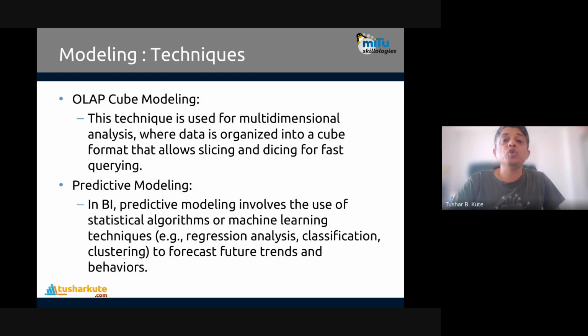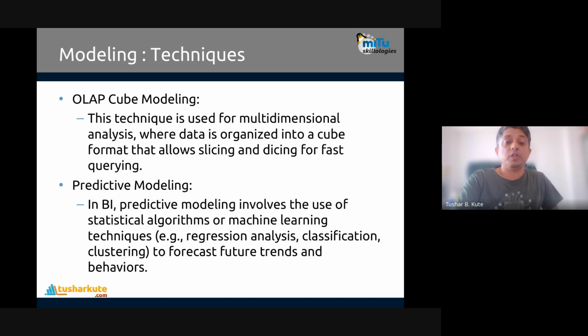Then OLAP cube modeling, which was also shown. You can see multi-dimensional analysis when data is in cube format. It allows slicing and dicing for fast querying. It's like a special situation where multi-dimensional databases are present. There, this kind of modeling is used.